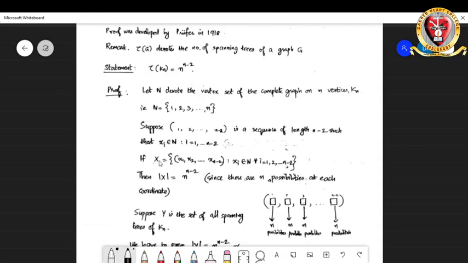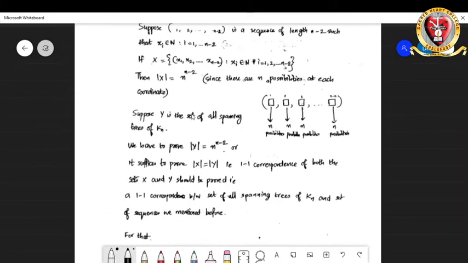The cardinality of X is equal to, how to find it? We have n minus 2 coordinates. Each coordinate will have n possibilities, right? So how many times this n possibilities? n minus 2 times. So n into n etc., n minus 2 times, that will be n raised to n minus 2. So the cardinality of X is equal to n raised to n minus 2.